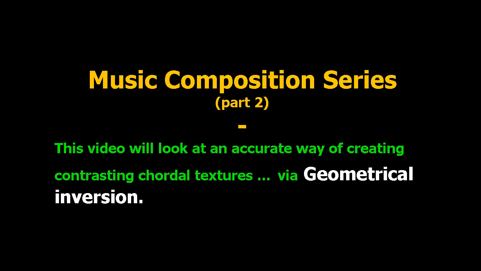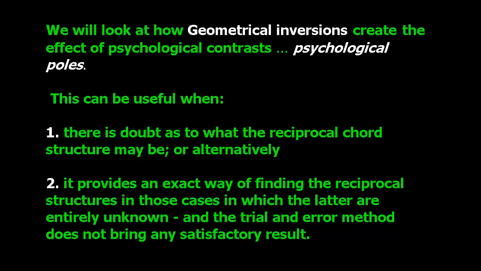The first video in the series focused on creating original melodies, and you might like to check it out if the concept of geometrical inversions is new to you. On this video we'll use geometrical inversions to give us an exact way of creating a psychological contrast from any given chord in a composition. This can be useful when there is doubt as to what the reciprocal chord structure might be, or alternatively it offers us an exact way of finding the reciprocal chord structure in the cases where the latter is entirely unknown.